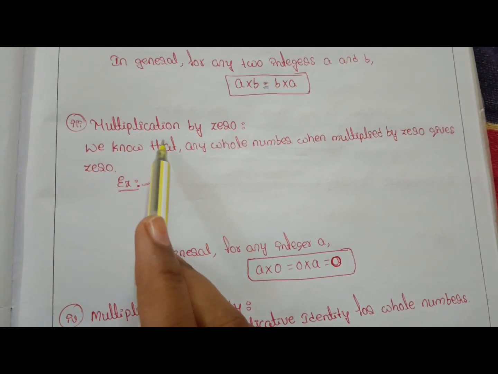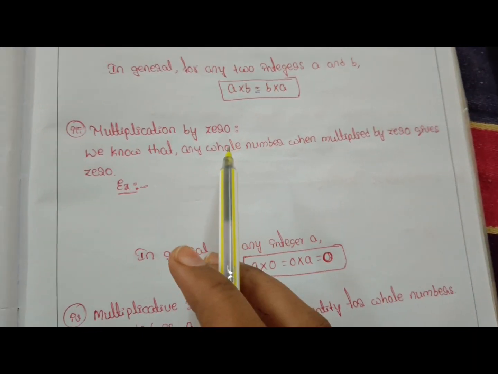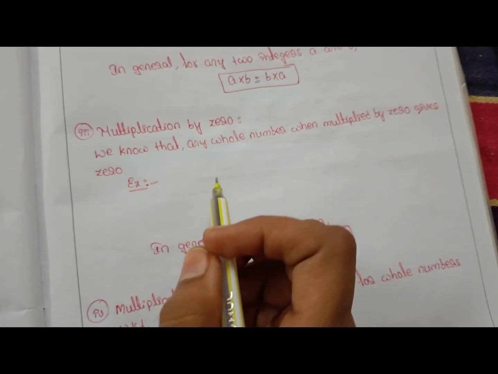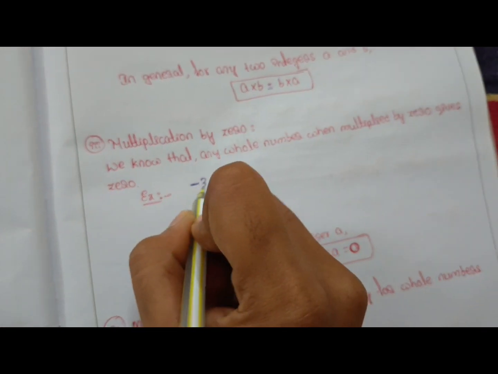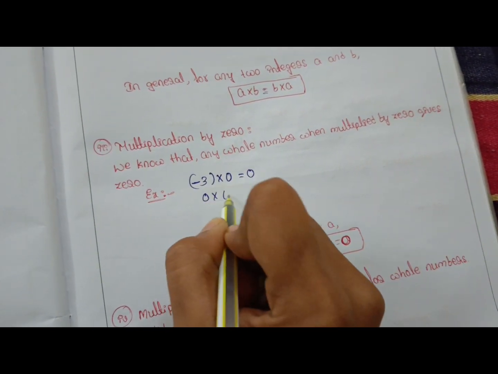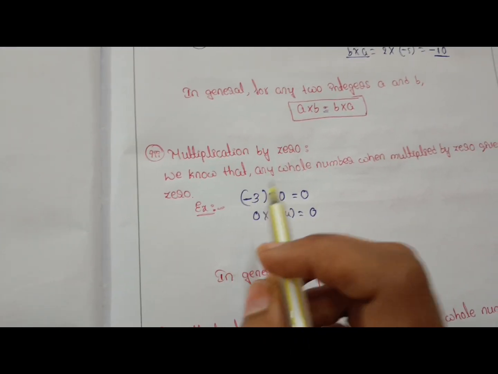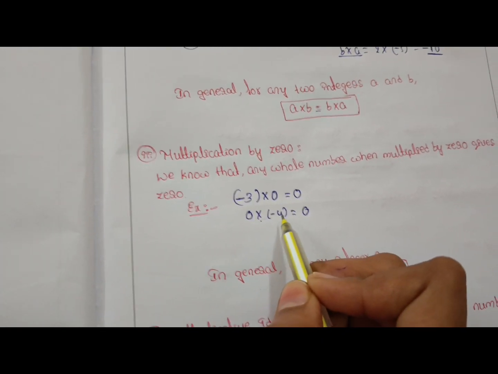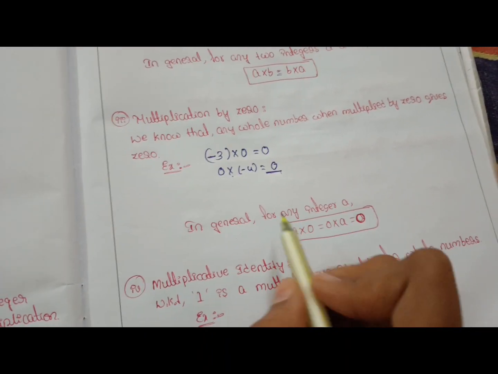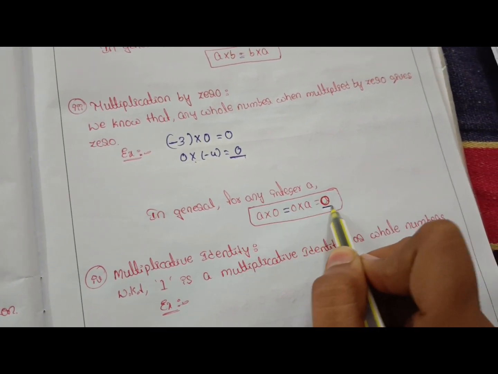Next property, multiplication by 0. We know that any whole number when multiplied by 0 gives 0. Let's check whether this applies for integers or not. We'll take one example. Minus 3 into 0 is equal to 0. 0 into minus 4 is equal to 0. So this shows that the product of a negative integer and 0 is also 0. So in general, we can conclude that for any integer a, a into 0 is equal to 0 into a is equal to 0.